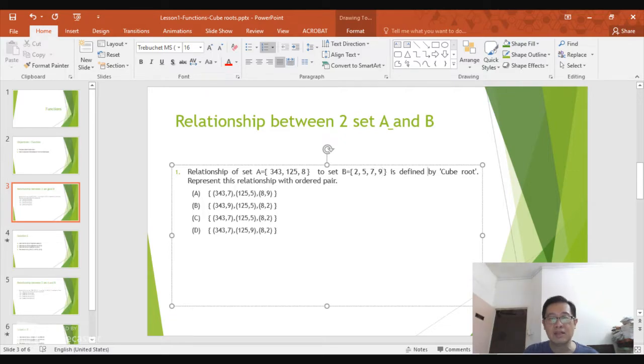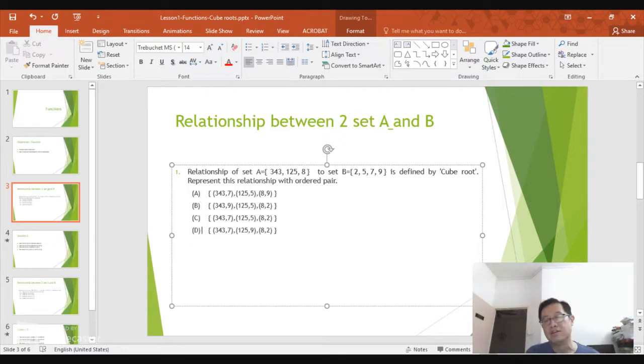This relationship is defined by the cube root. So we're going to do the calculation. How are you going to define this under the cube root? Represent this relationship with ordered pairs. You have to do it in order, meaning the first element is from set A and goes to set B. So it must be in order. You need to choose the answer: it can be A, B, C, or D.